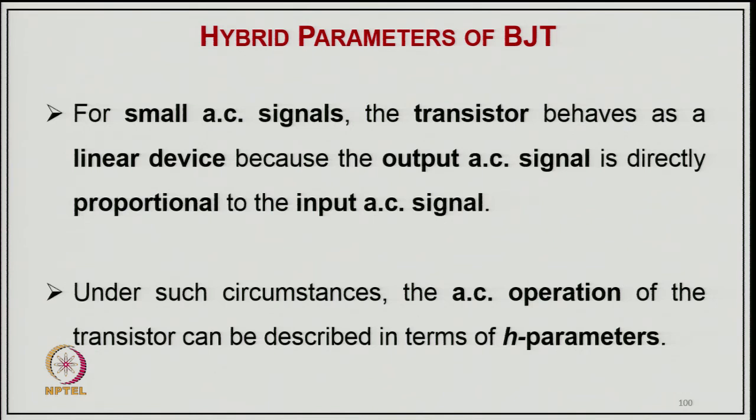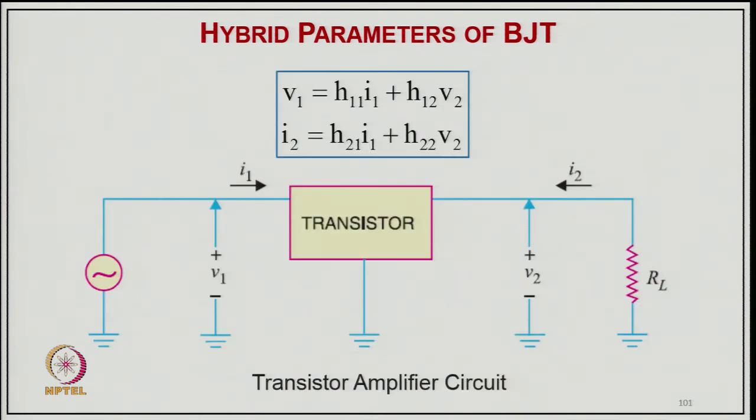So, for a small AC signal, the transistor behaves as a linear device, because the output AC signal is directly proportional to the input AC signal. Under such circumstances, the AC operation of the transistor can be described in terms of H parameters. This is the transistor as a 2-port network, which we discussed earlier. So, for hybrid parameters, V1, the input voltage, will be H11 I1 plus H12 V2, and I2 will be equal to H21 I1 plus H22 V2. V2 is the output voltage, V1 is the input voltage, I1 is the input current, I2 is the output current, and the transistor is characterized with these H parameters.